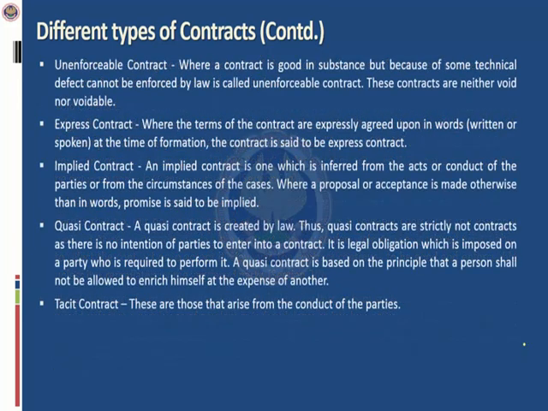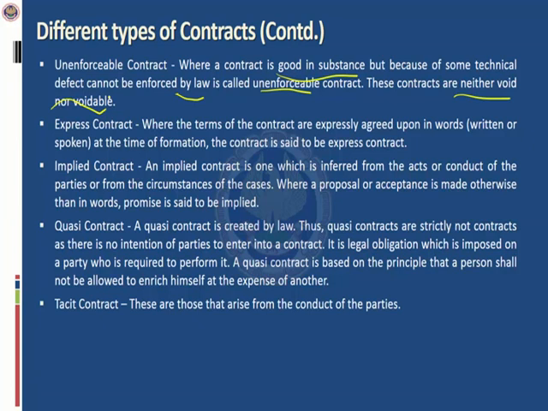Next, what is an unenforceable contract? A contract which is good in substance, but there has been some technical defect from the side of law which makes it unenforceable. They are neither void nor voidable, but you cannot have any legal remedy out of it. If some non-performance or breach happens, you cannot really take legal recourse for that kind of contract and demand performance or remedy.